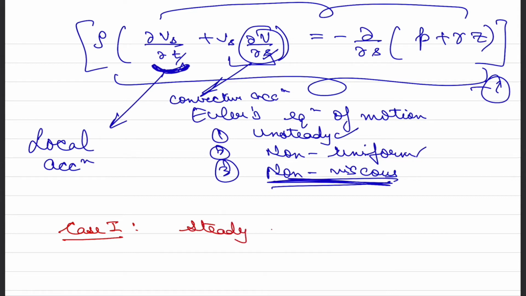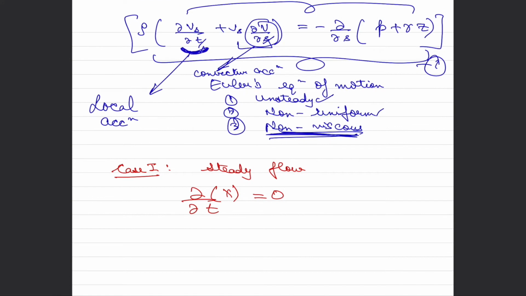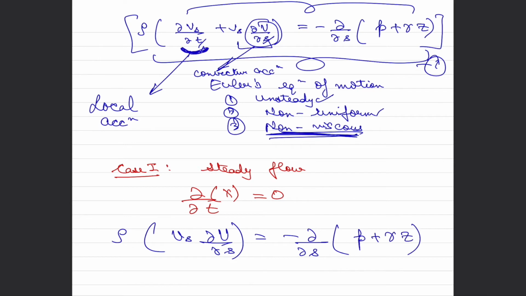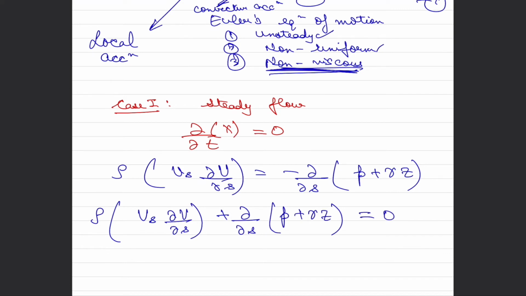As you know, in a steady flow, the rate of change of any quantity x with respect to time becomes equal to 0. That would mean our local acceleration term can be safely written as 0, and we can write this expression as rho times v_s del v upon del s equal to minus del p upon del s plus gamma z. And if we bring all the terms here, we can write it as rho v_s del v upon del s plus the rate of change of p plus gamma z with respect to s equal to 0.